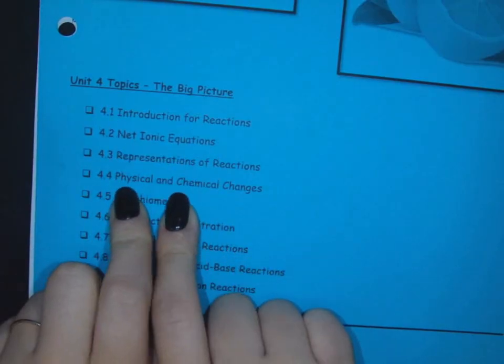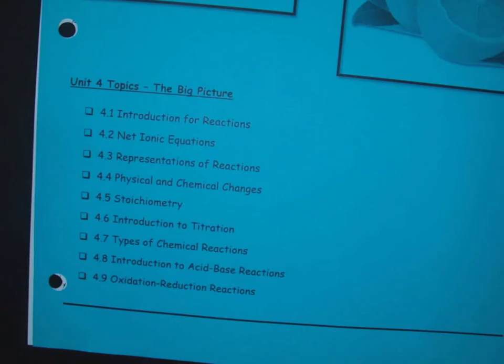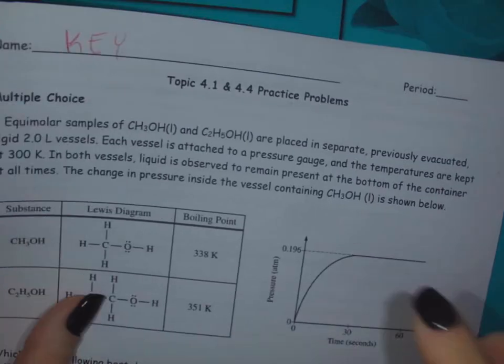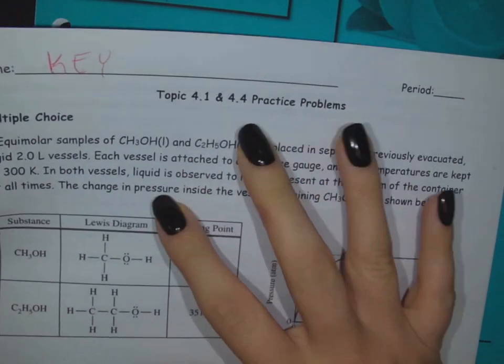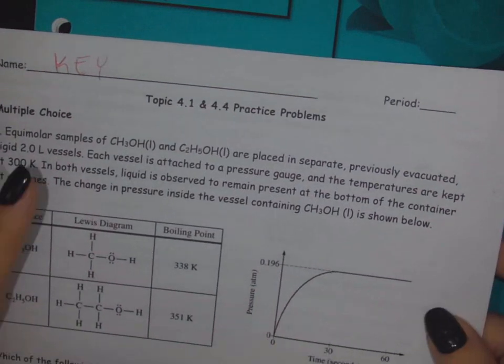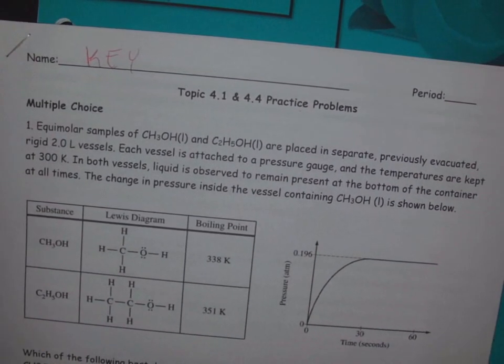You should have come to class having already done the 4.1 and 4.4 notes. My expectation for today is that we're going to do a quick little review together, that you're following along and adding to your notes as we go. And then I want you working on the 4.1 and 4.4 practice problems. If you get this done early, then you should be working on your corrections for any of those Unit 3 tests.